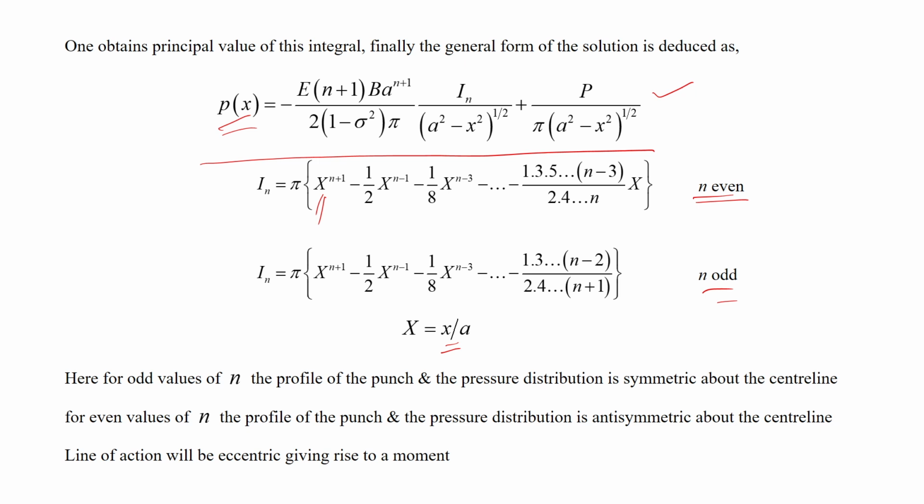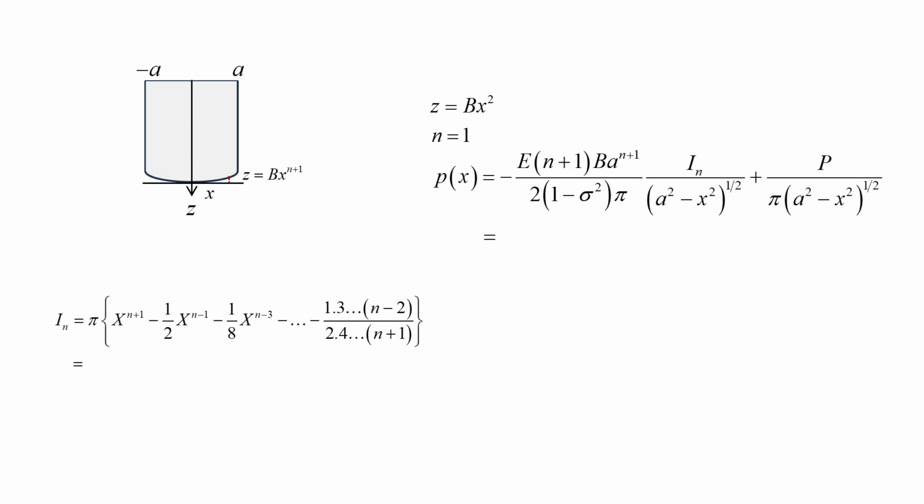So, for odd values of n, the profile of the punch and the pressure distribution is symmetric about the center line, that is the z axis. For even values of n, the profile of the punch and the pressure distribution is not symmetric about the center line. So, therefore, it will lead to some eccentricity, and it will also give rise to a moment, which can also be calculated. Now, for a simplistic situation here, we will consider only odd n, for which the profile is symmetric, and the pressure distribution is symmetric.